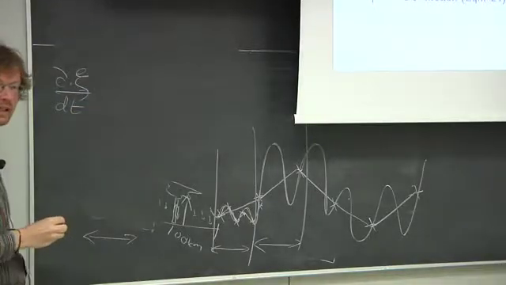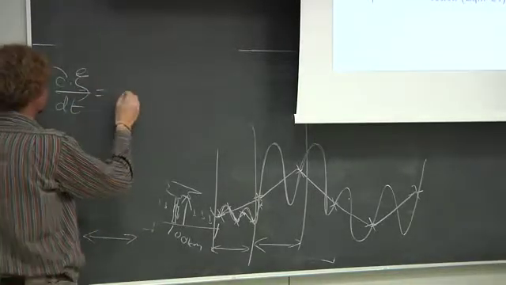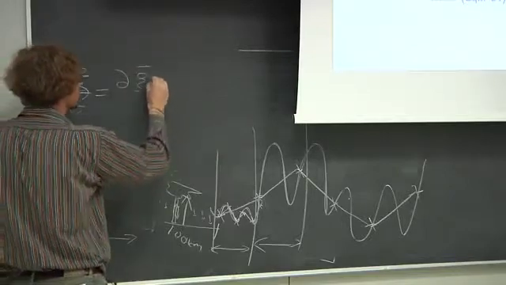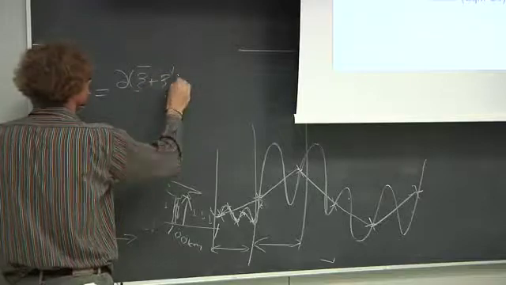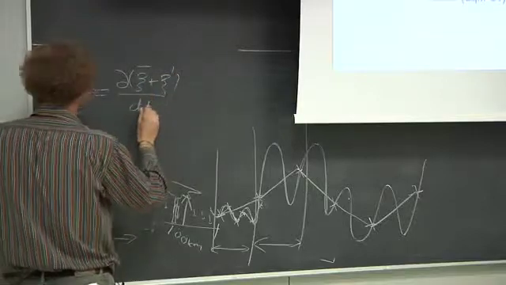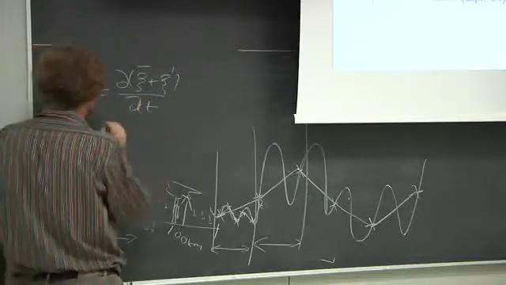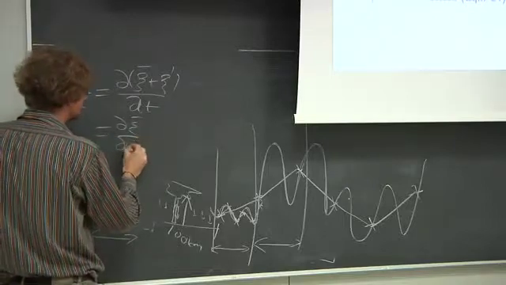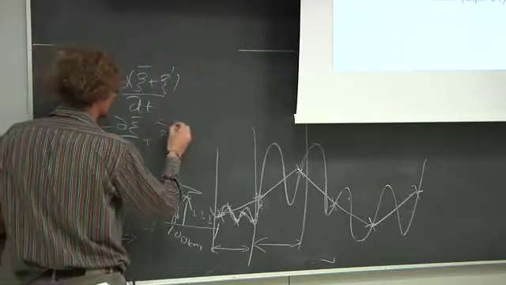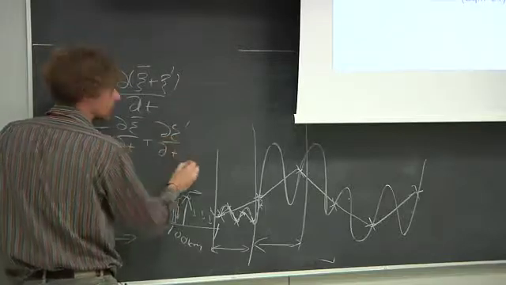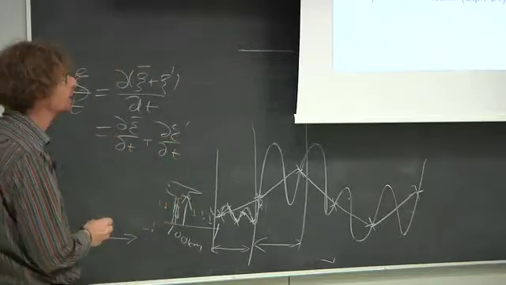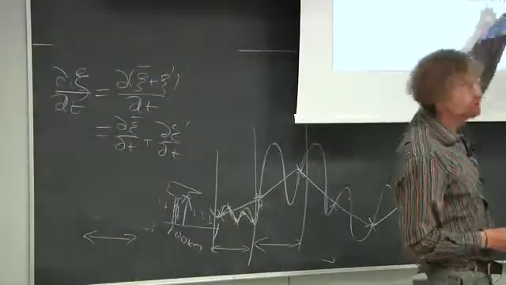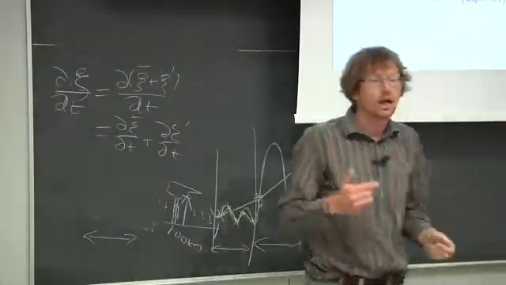So d psi by dt, for example, I can just write this way, no? I can say it's basically the mean plus the perturbation. So these are partial derivatives. Then I can just write it as the two components, yeah? Okay, it's the same with temperature. So all I've done is the same for all of these, okay?